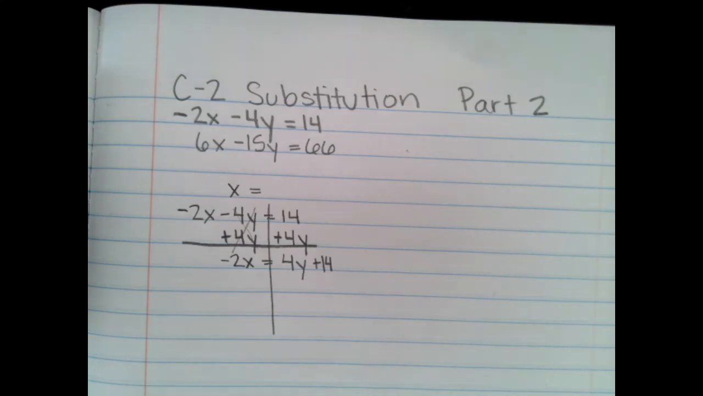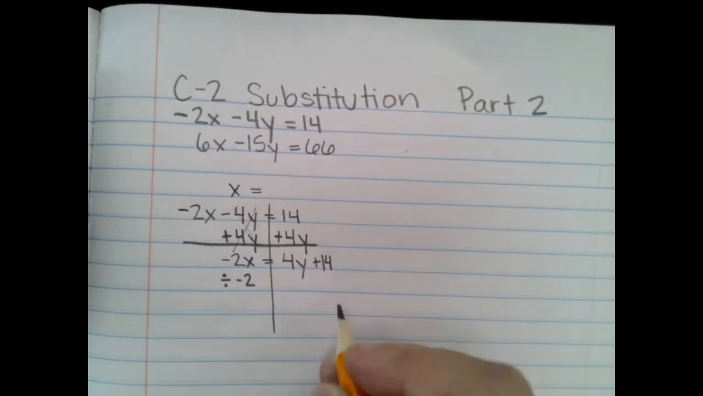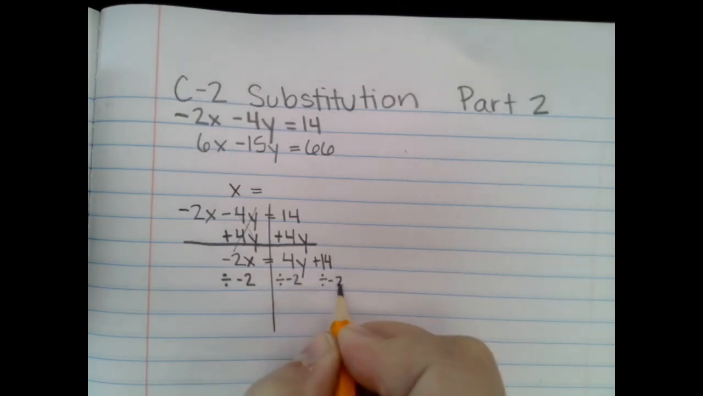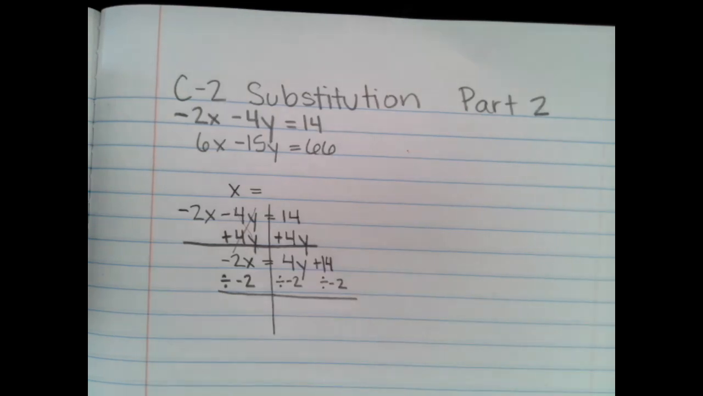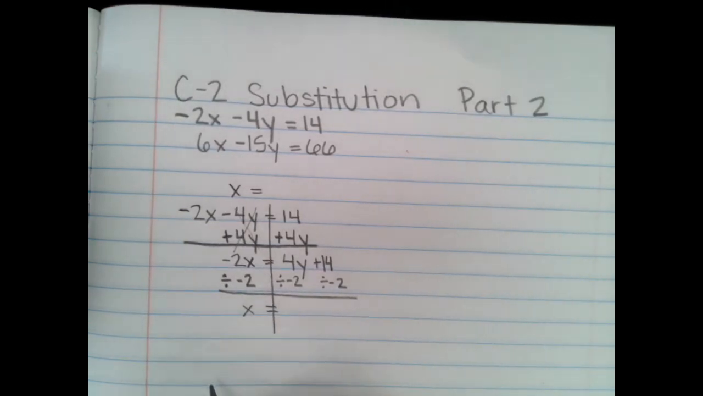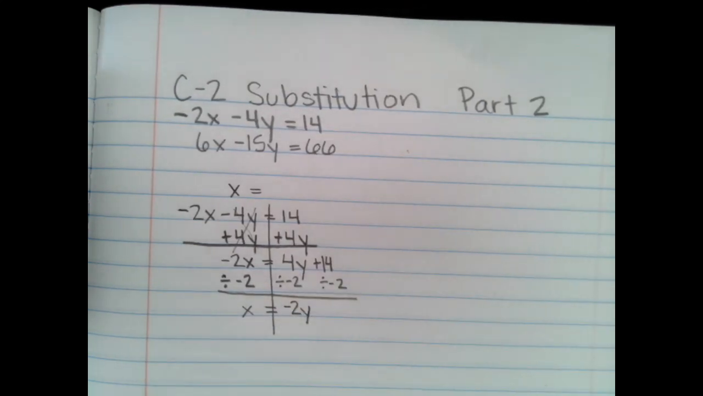And then we're still going to have to get that x by itself. So how am I going to undo that multiplying by negative 2? Divide. And we can use that fraction symbol, or we can do that division symbol. Divide by negative 2. And when we divide everything by that negative 2, we'll get x equals 4 divided by negative 2, negative 2y, and 14 divided by negative 2.